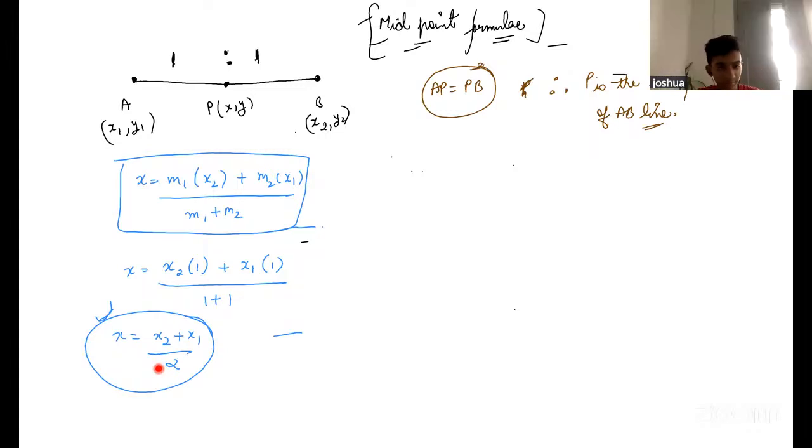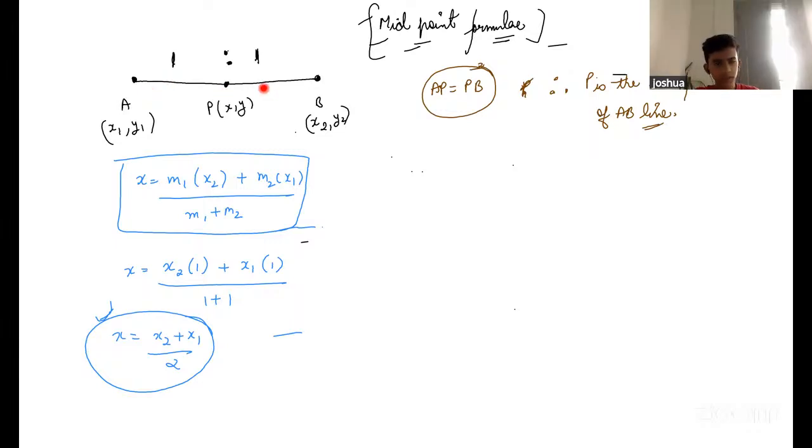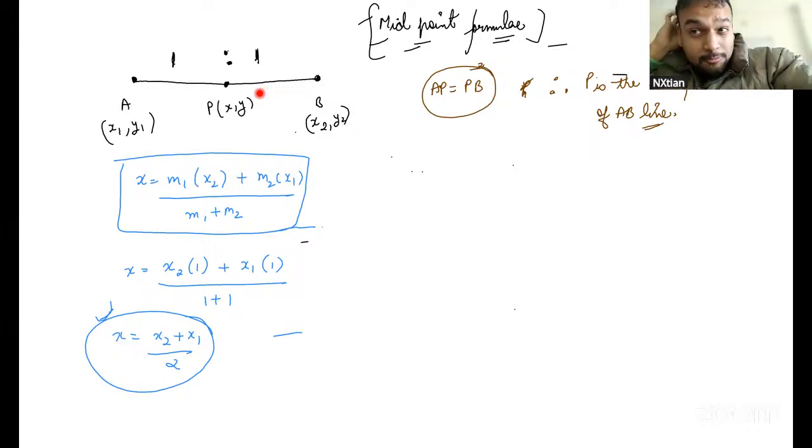Why is the ratio 1 and 1? Because they are equal. P is the midpoint, so AP is equal to PB because P is the midpoint. Okay, next, Abigail.